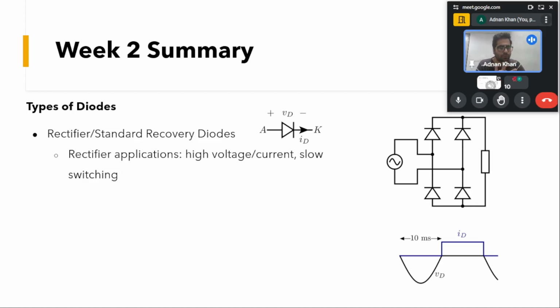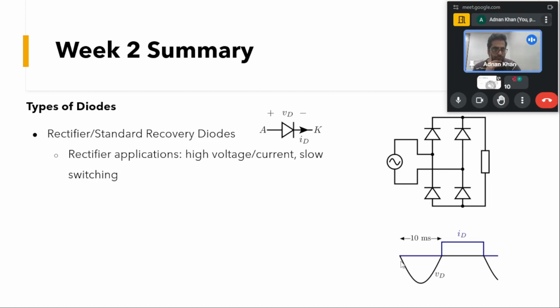Power diodes have very high voltage blocking capabilities, going up to kilovolts, and they are able to carry high current. Let us take a circuit. Here we have a rectifier with an AC voltage source between the two legs of the rectifier, and at the output we have a load.